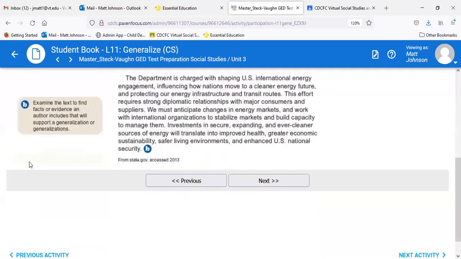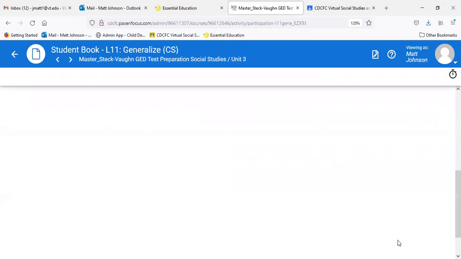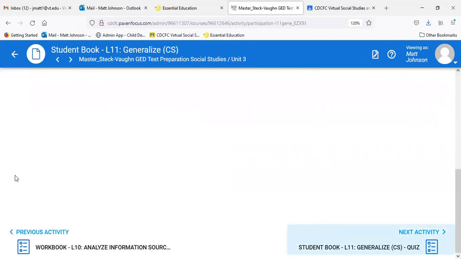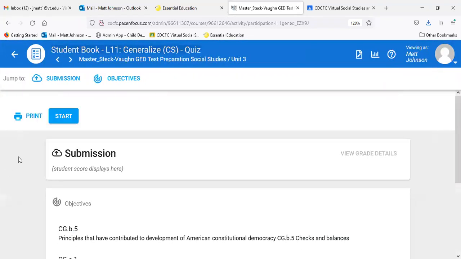And then secondly, it says examine the text to find facts or evidence the author includes that will support a generalization or generalizations. So thinking about these initiatives, investments in secure, expanding, and ever cleaner sources of energy will translate into improved health, greater economic sustainability, safer living environments, and enhanced U.S. national security. That's all sort of generally speaking to improve these situations. All right, so let's move over to our quiz.